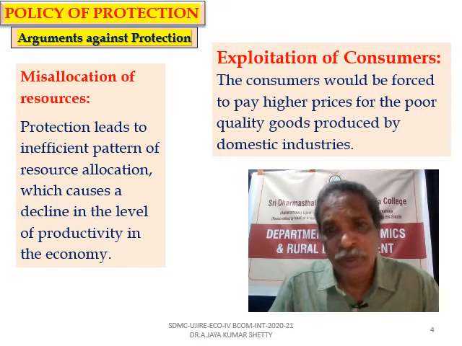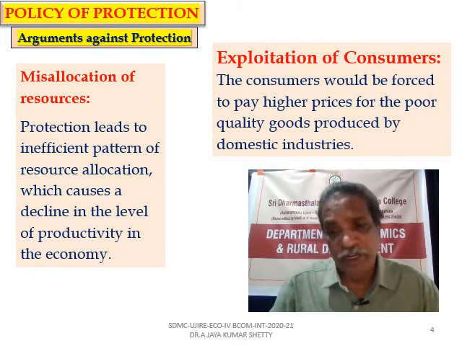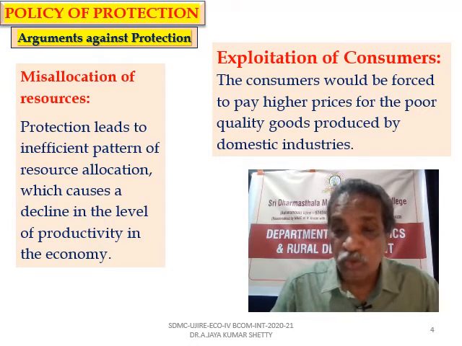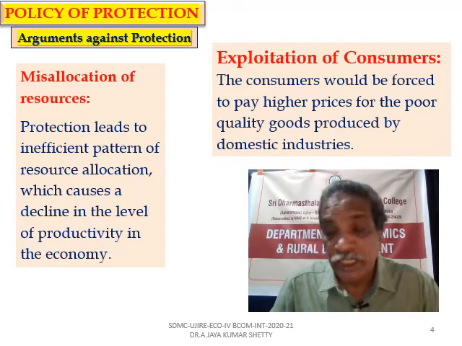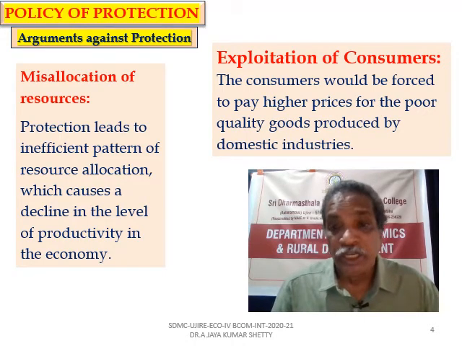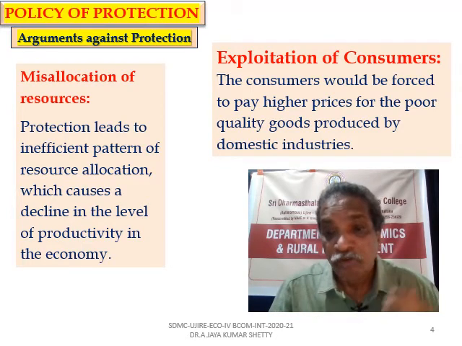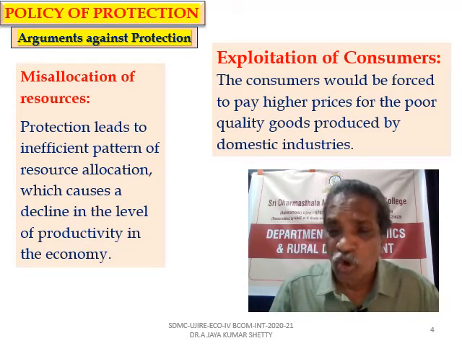The next argument against the policy of protection is that it leads to misallocation of resources. An economy, in order to achieve development, needs to ensure proper allocation of resources. But protection leads to an inefficient pattern of resource allocation, which causes a decline in the level of productivity in the economy. Under protection, a nation is induced to protect inefficient industries. That means resources will be allocated to inefficient industries, leading to lower productivity, underdevelopment of the economy, and so on.